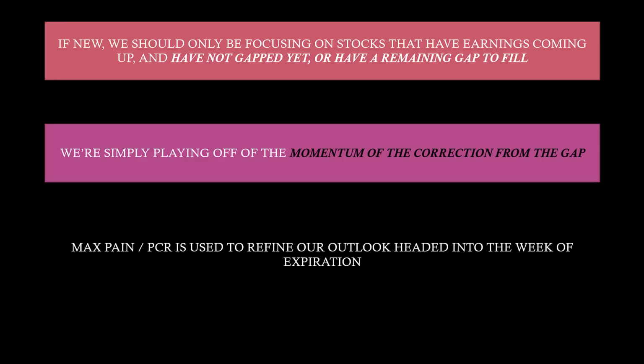And then lastly, max pain and PCR are used to refine our outlook headed into the week of expiration. Because if we take that out and we're 4 or 5 weeks out and we have a gap up to the upside, there's a 90% chance you're going to get to play off some momentum. I mean, 9 out of 10 is not bad.